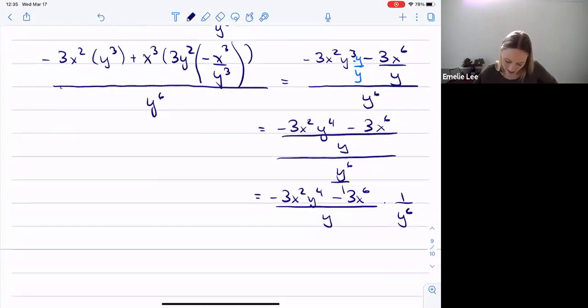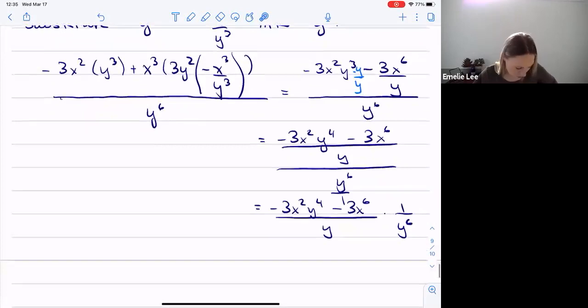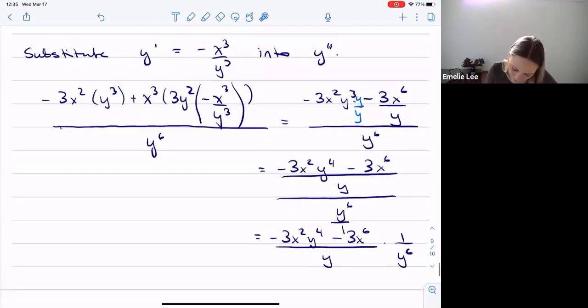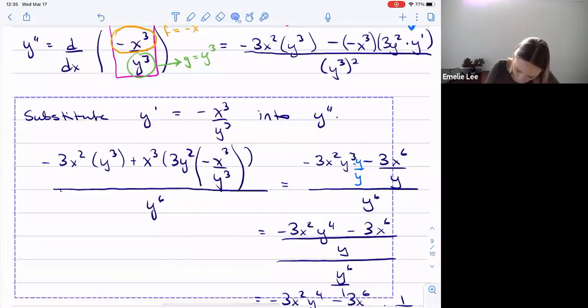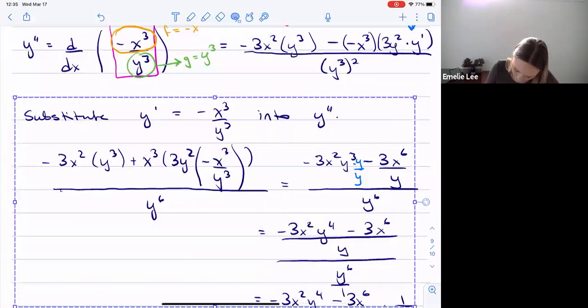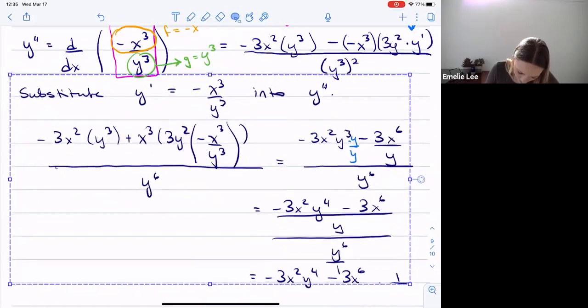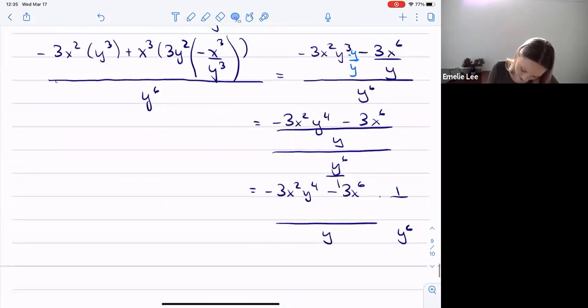So I can multiply across here, and I'm so close to keeping it on one page. Oh. How do I keep it on? Just need one more line.